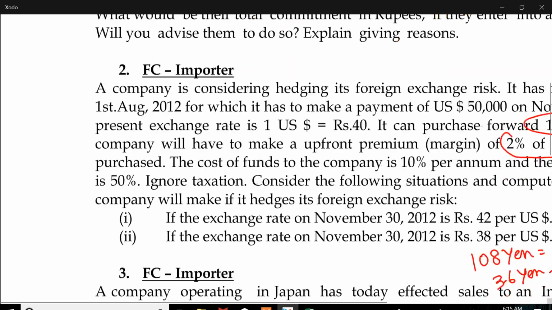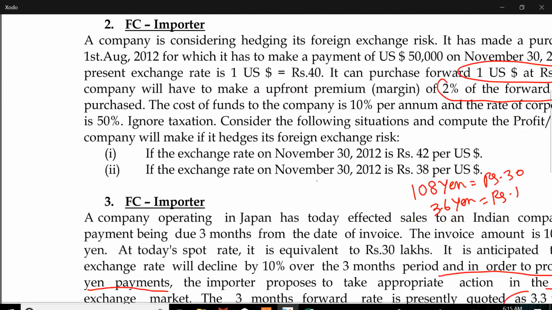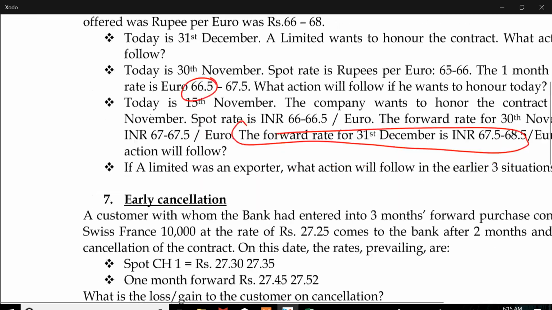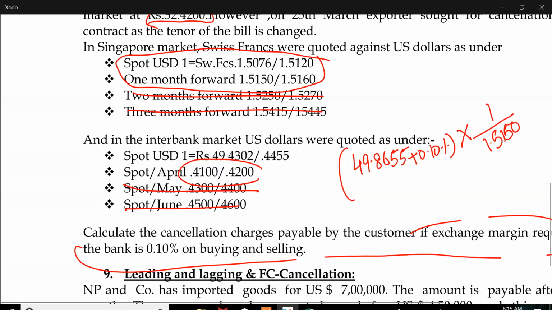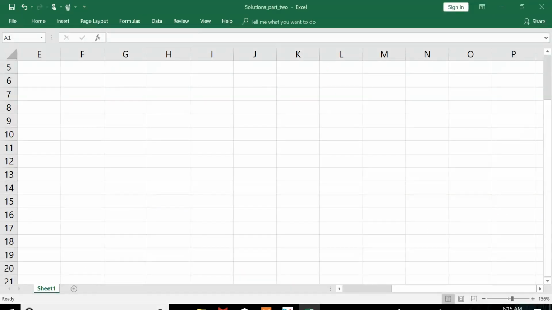Clear? I'll now continue with forwards. How many questions have we done in forwards? We are done till 8. Just a minute.